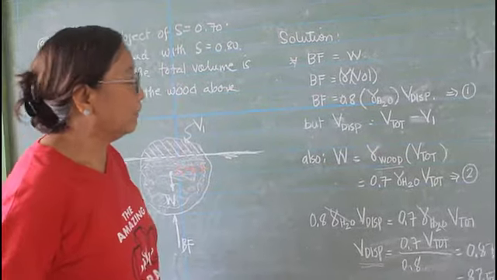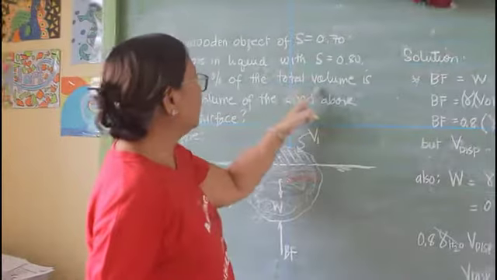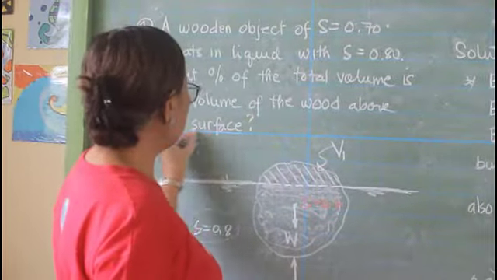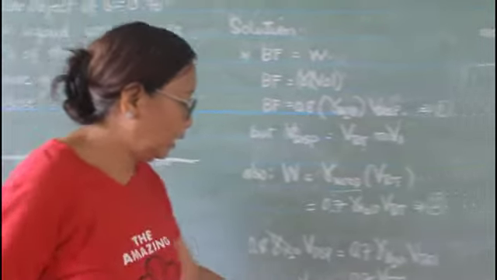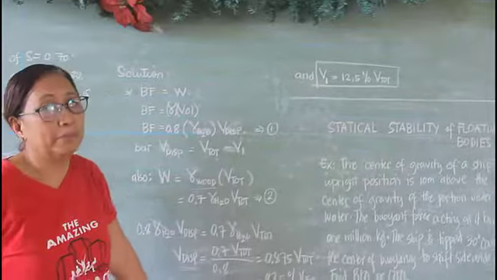So, ano pa yung natira? Okay, this one. Okay, ang tinatanong, what percent of the total volume is above the surface? So, kung 87.5 lang yung makalubog, 12.5% lang yung nasa ibabaw.